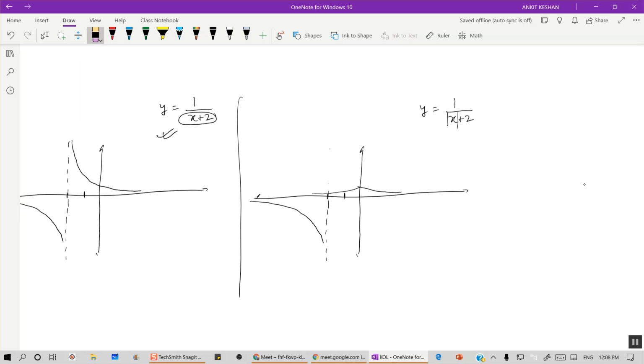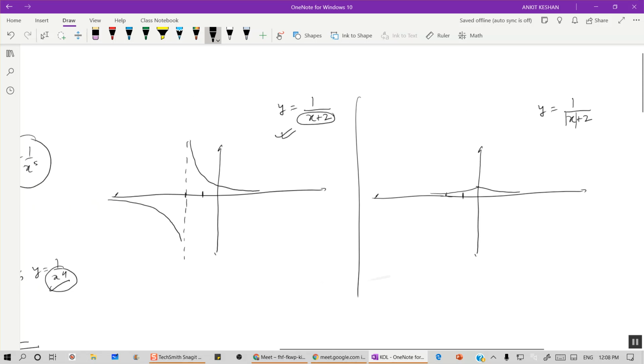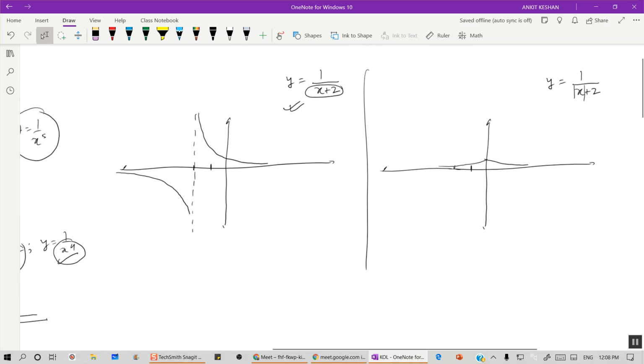Graphs are the most interesting topic, and very easy also. So this is our graph of y is equal to 1 by mod of (x plus 2). We can do one more thing here.